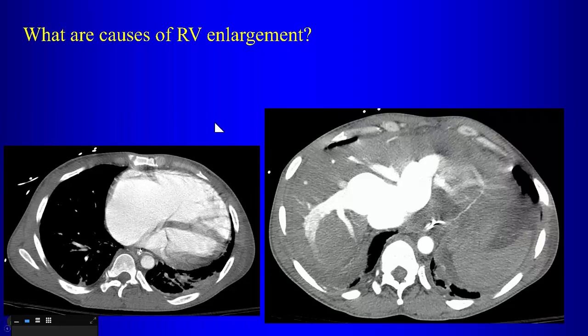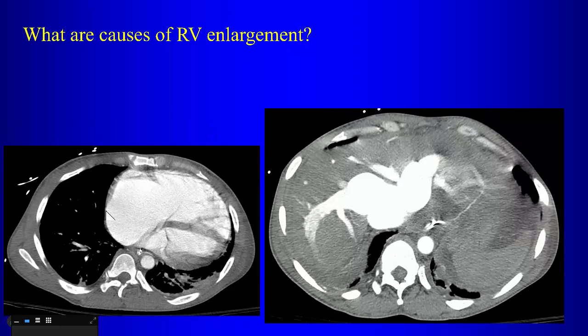Could this be acute cor pulmonale from massive PE? Yes, it could be, right? I mean, that could give you a massively dilated right heart. That could do it. What else can cause right heart dilatation? Ischemic changes. Well, you're saying a right heart infarct? Yeah. Okay. Anything else?